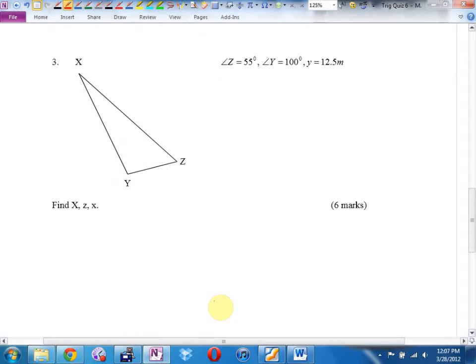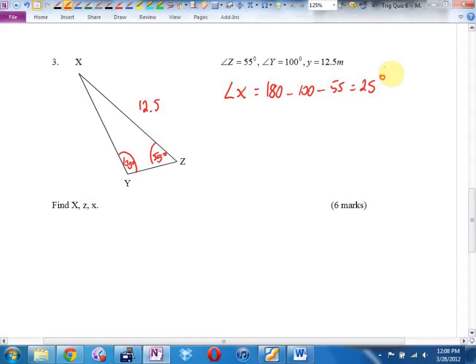Okay, another find everything. Z is 55 degrees. Angle Y is 100 degrees. Little y is 12.5. Oh, angle X I can find easy. That's going to be angle sum of triangles. It's going to be 180 minus 100 minus 55. Is it 25? Yeah. Hey, I can do math in my head. I guess 2 marks for that, Nikki. Hey, easy marks, I hope.